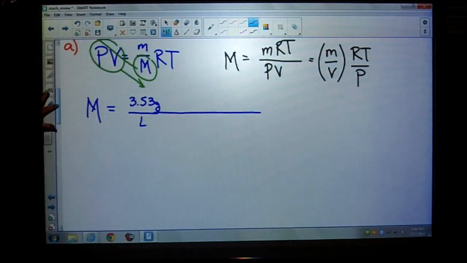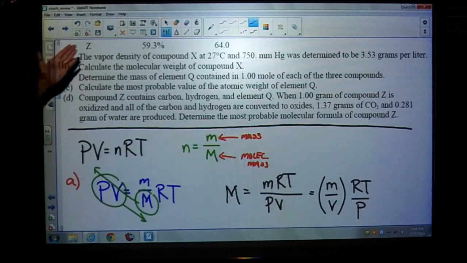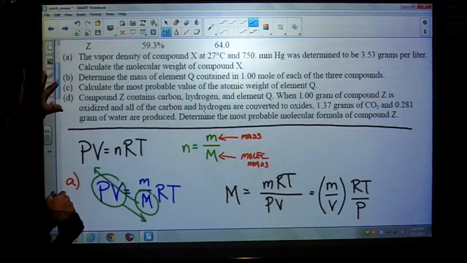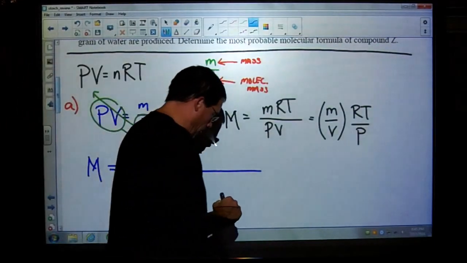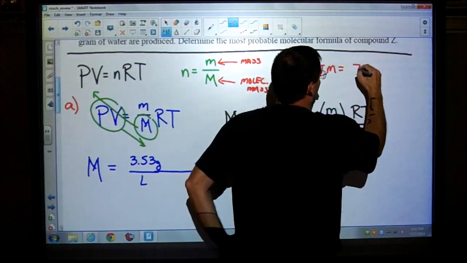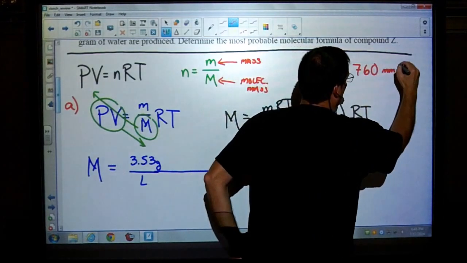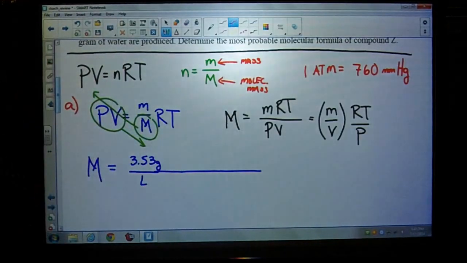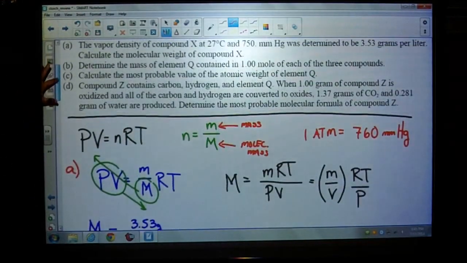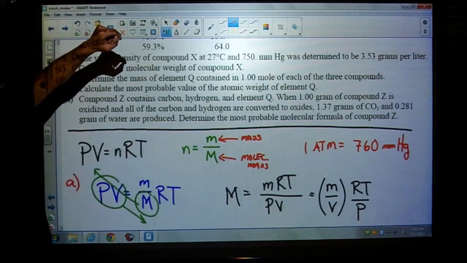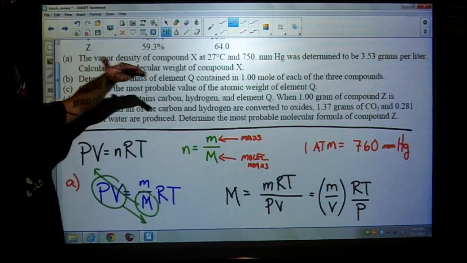And let's see, we're working with millimeters of mercury. On your equation sheet, you do have the conversion that does this: 1 atmosphere is equal to 760 millimeters of mercury. I would use that. So in this case, we know that we have 750 millimeters of mercury. Also, we have an R value that has millimeters of mercury.